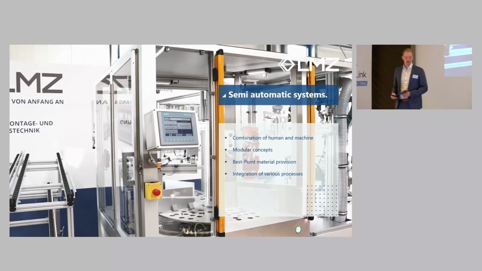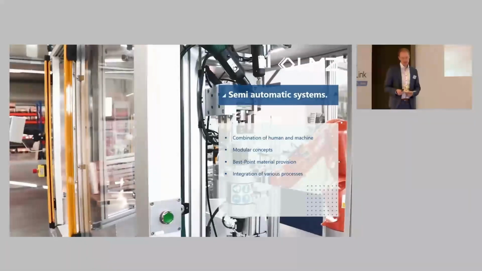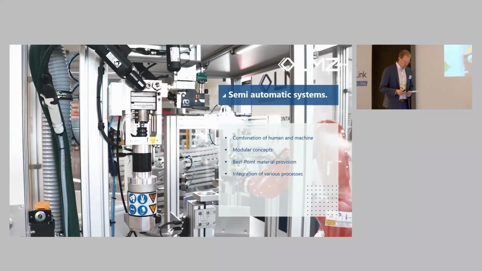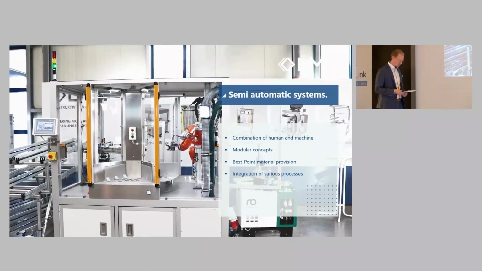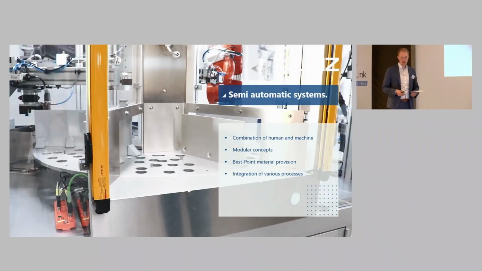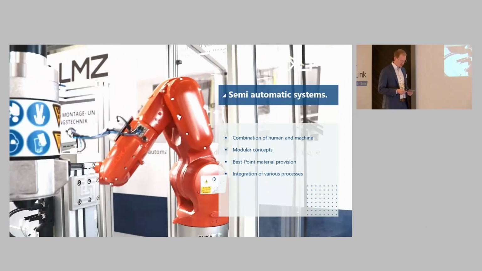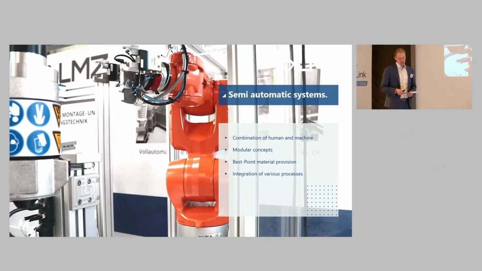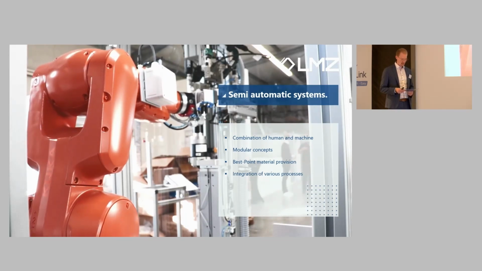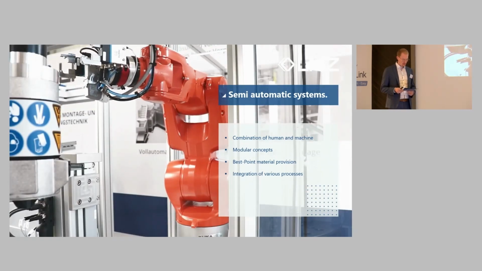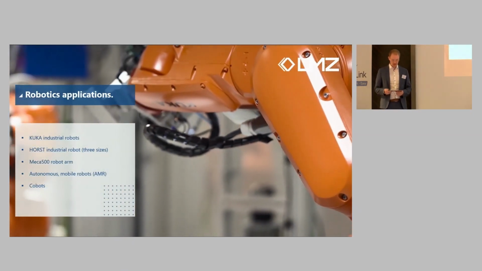So this is one of our semi-automatic systems. As you can see here, it is a gluing application, and also the system we will talk about today. This gluing application is with a robot. An employee places the required parts into the fixture in the front area of the system, and with our modular concept, we are able to produce different products on this machine, and different process steps can also be integrated.